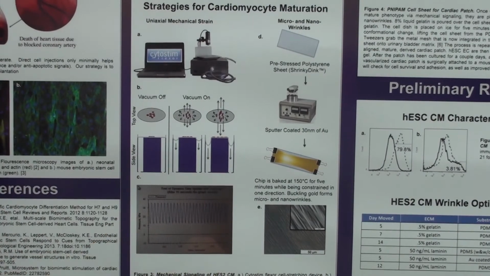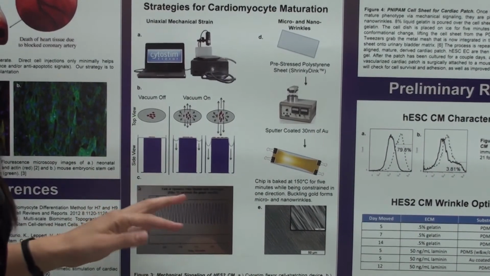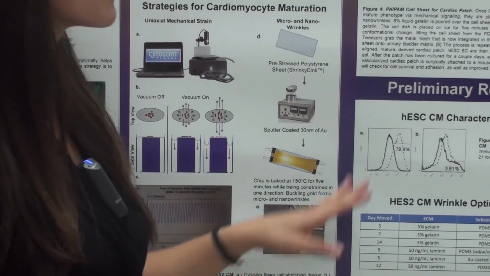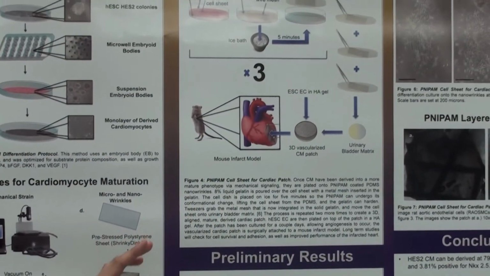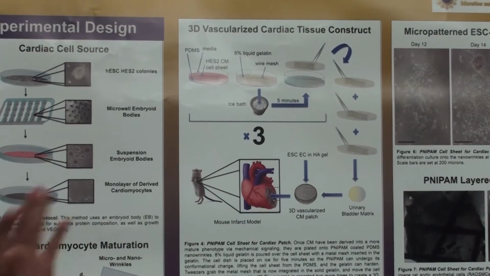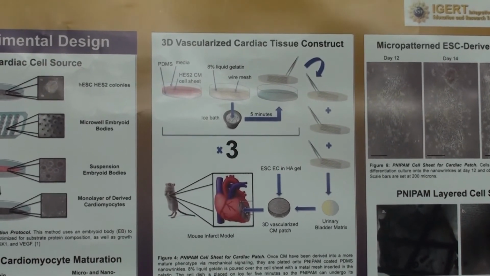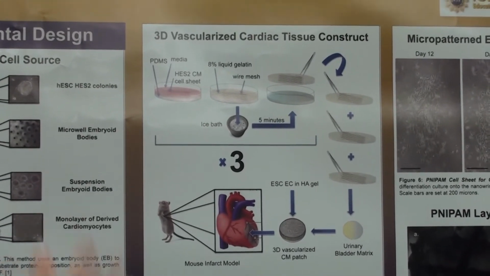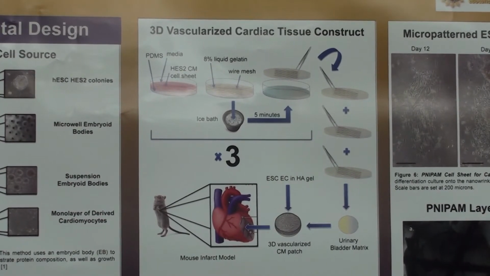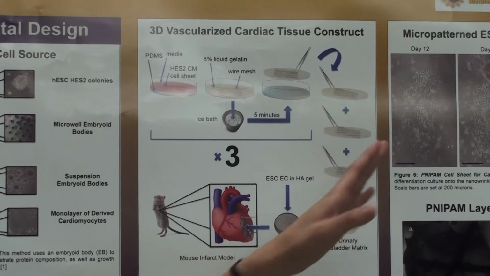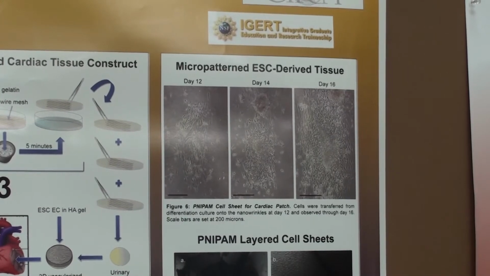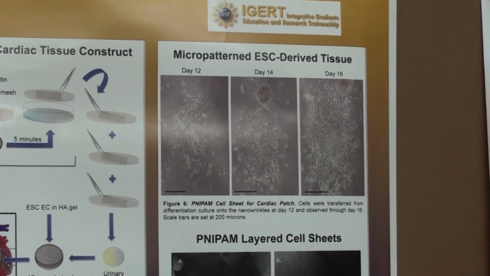a more mature phenotype. So in order to take an aligned cardiac patch and layer them together, we're using pNIPAM. It's a thermoresponsive polymer, which when it moves from 37 degrees Celsius to 23 degrees Celsius, the layer of cells on top of it lifts all at once. And in this way, we're able to layer the aligned cell sheets, and we've done this with endothelial cells and with smooth muscle cells, and so next we'll be working on doing it with our derived cardiomyocyte sheets.